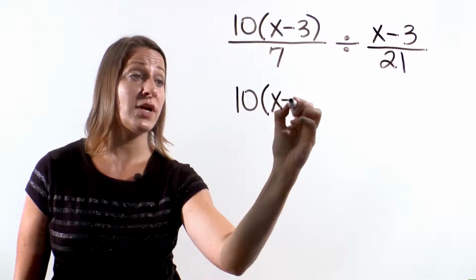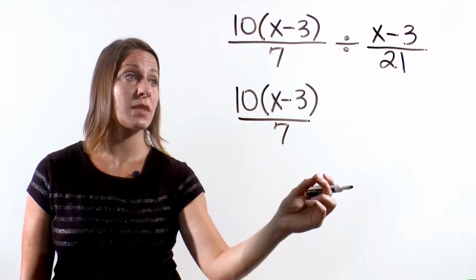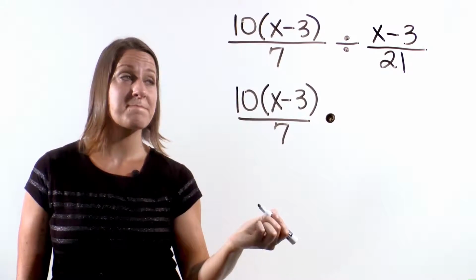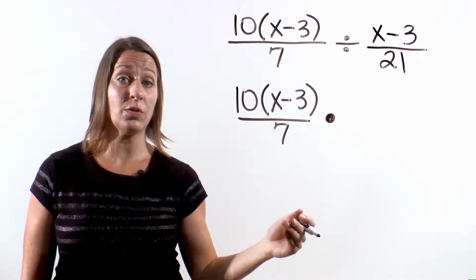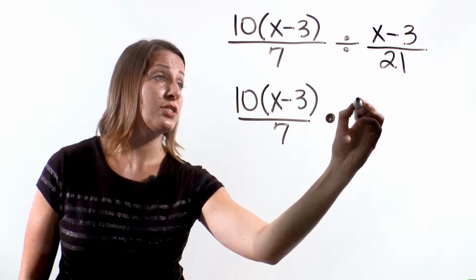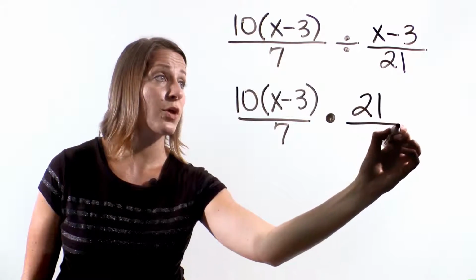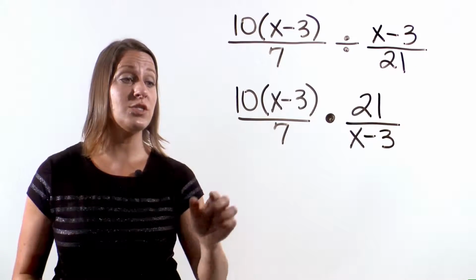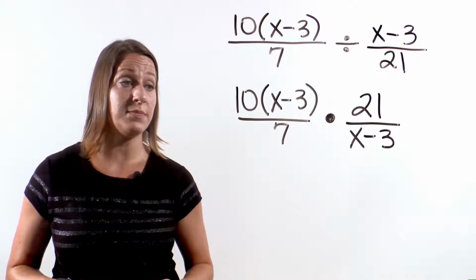The first rational expression is going to stay the same. Our division sign will change to multiply. And for our (x minus 3) over 21, we're going to put down the reciprocal, which really just means we're going to switch the denominator with the numerator. So instead of 21 in the denominator, 21 will be in the numerator over x minus 3. Once we have it rewritten as a multiplication problem, we're going to follow through our multiplication steps.